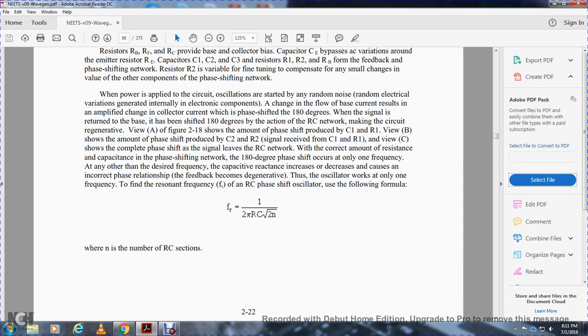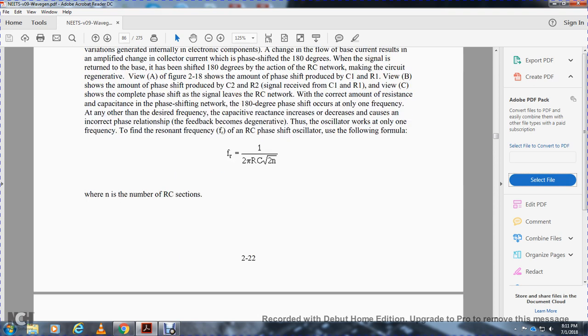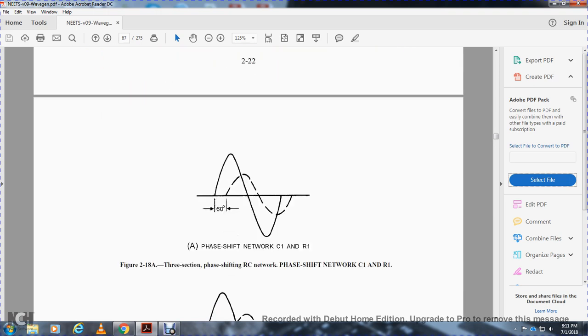With the current amount of resistance and capacitance in the phase shifting network, the 180 degree phase shift occurs at only one frequency. At any other frequency, the change in capacitive reactance causes an incorrect phase, and the feedback becomes degenerative. Thus, the oscillator works at only one frequency. To find the resonant frequency of the RC phase shift oscillator, use the following formula. The resonant frequency is equal to 1 over 2 times pi times the resistance times the capacitance times the square root of 2 times the number of resistors. I believe that's what the N would stand for.